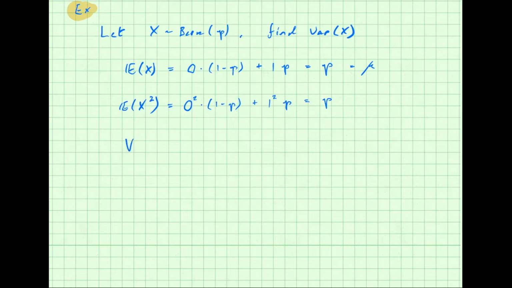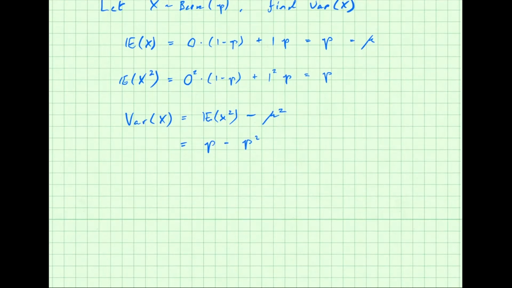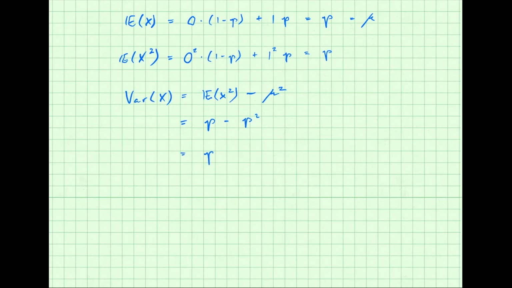And so we just plug this into our formula for the variance of x. That's going to be equal to the expected value of x squared minus mu squared, or the square of the expected value. And so this is going to be p minus p squared, or you can write this as p times 1 minus p. Sometimes you might write this as p times q, where q is the probability of failure. Some people like to do that.